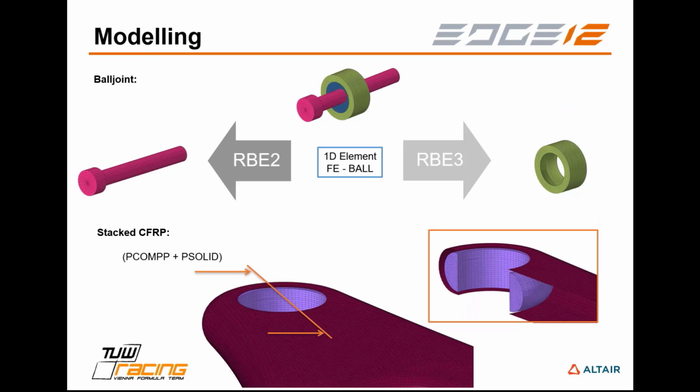The ball joint is modeled with a 1D joint element, in this case the FV ball, which is connected with a combination of RBE2 and RBE3 elements to our outer ball joint housing and the bolt of our test device. And as mentioned before, the stacked carbon fibers, so the fully solid carbon fiber area, the purple ring you can see in the picture below, is modeled with a three-dimensional mesh and is connected via a contact to the rest of the laminate.